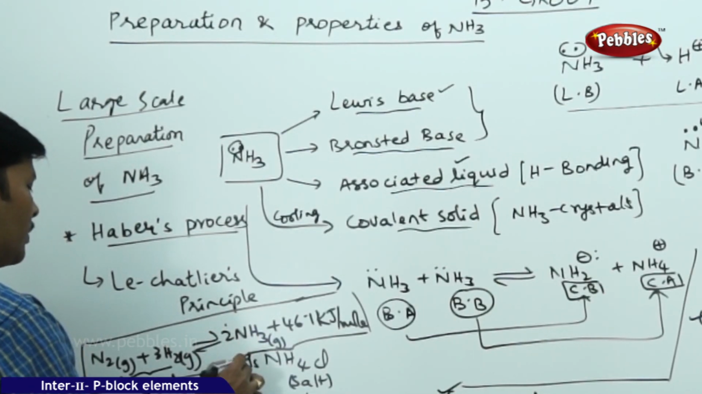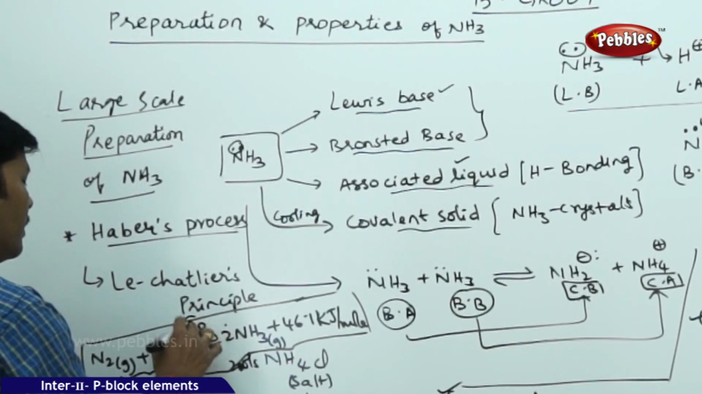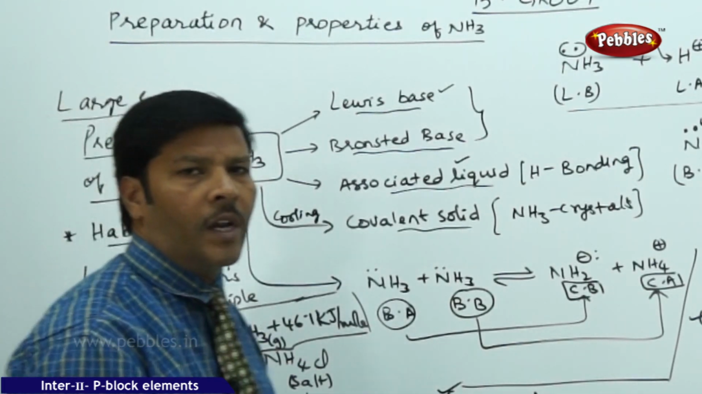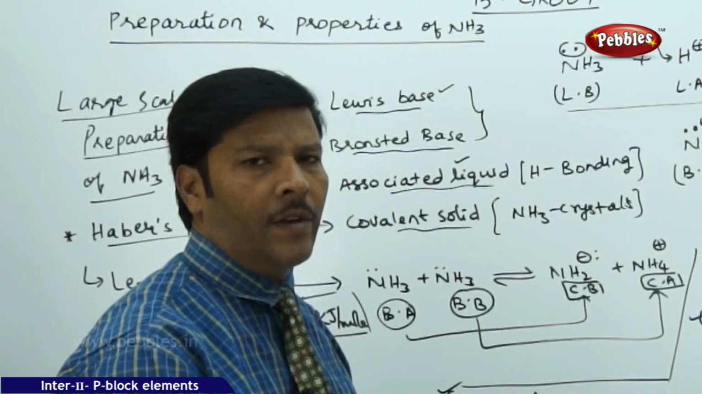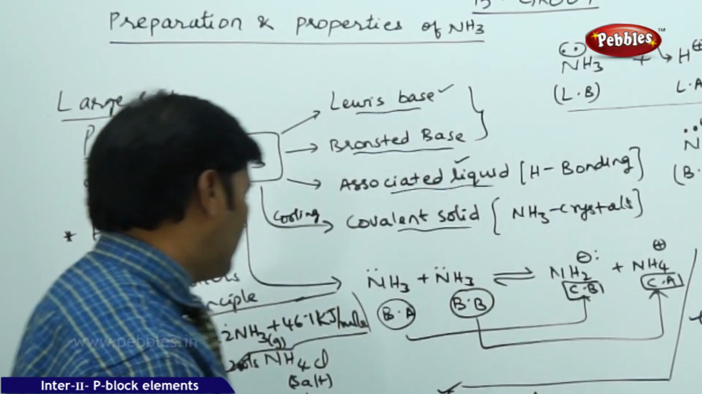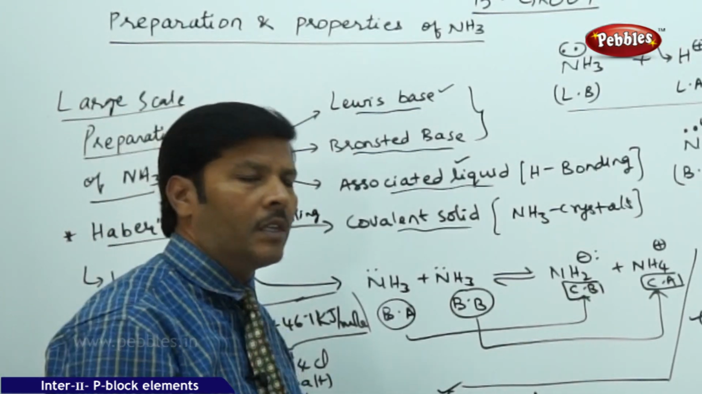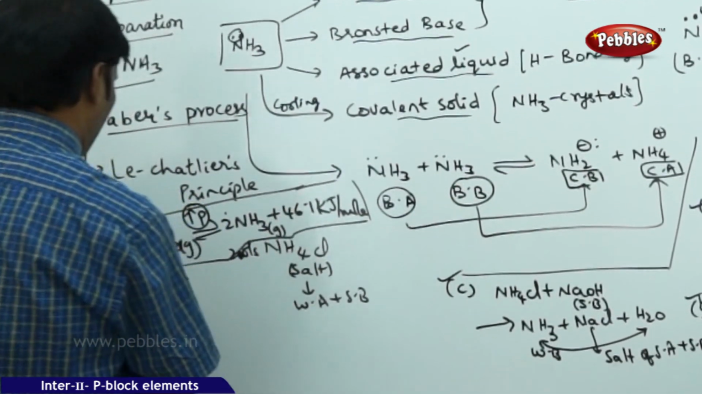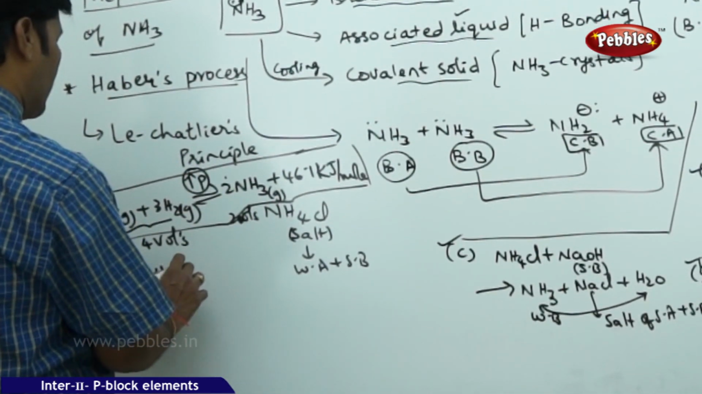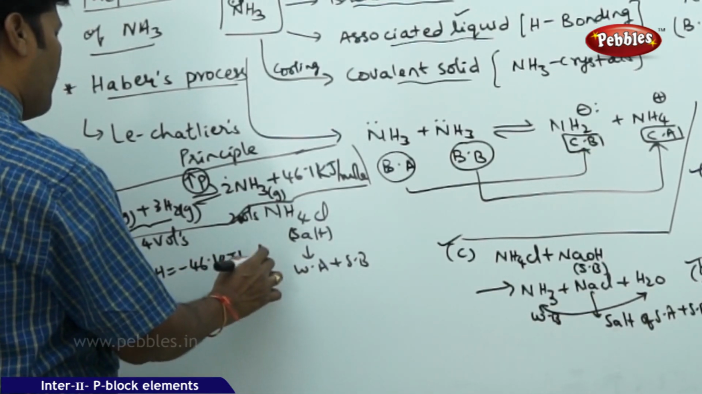When the volumes are decreasing, automatically there is an increase in the pressure. The decrease in volumes from reactants to products during the establishment of equilibrium between the reactant molecules and product molecules will lead to an increase in the pressure, which is in accordance with the Le Chatelier principle. And because it's an exothermic process, delta H is equal to minus 46.1 kilojoules per mole.